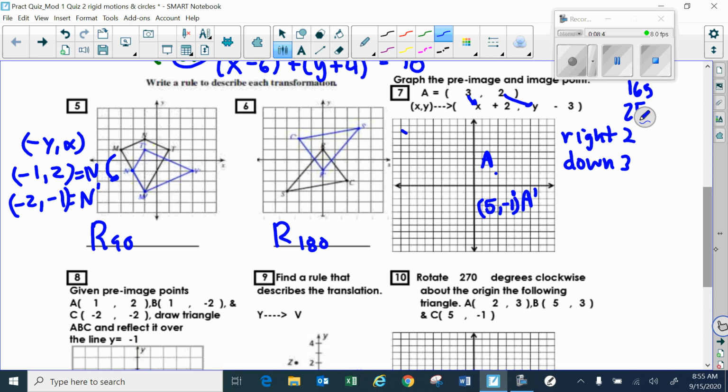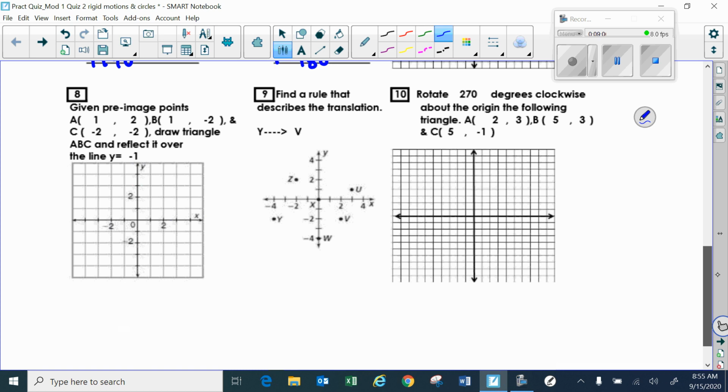Okay, that point is (5, -1). So there's no excuse for missing that. That's basic 6th grade math, adding or subtracting integers. All right. Number 8.